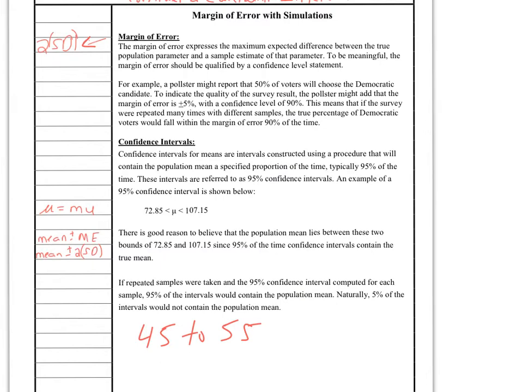So again, it's a little bit of the background. The math of it is pretty easy. It's from here to here. Take a number, add and subtract 2 times the standard deviation. There's not much to it. So let's go on to some questions, and you can see that it is fairly straightforward.